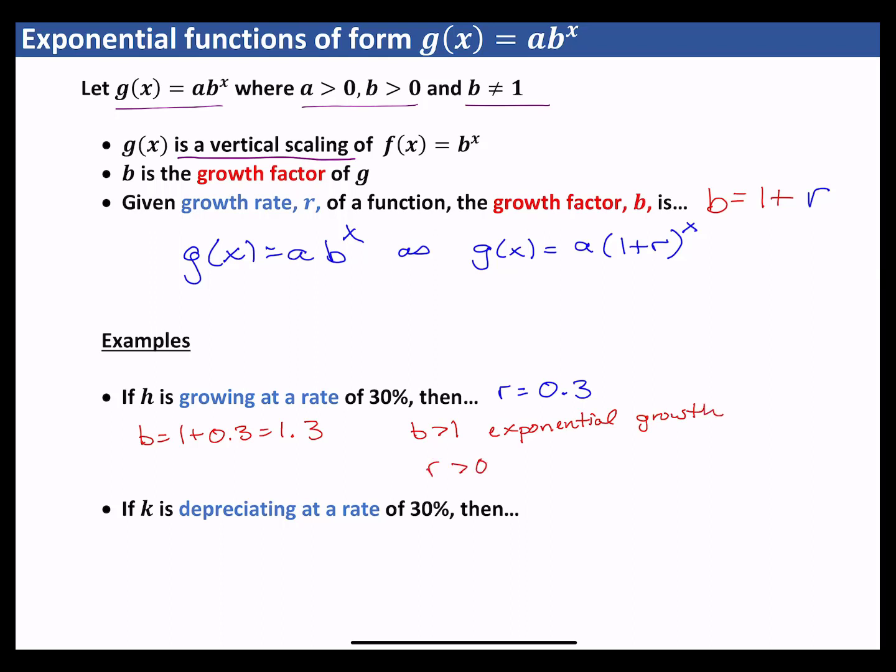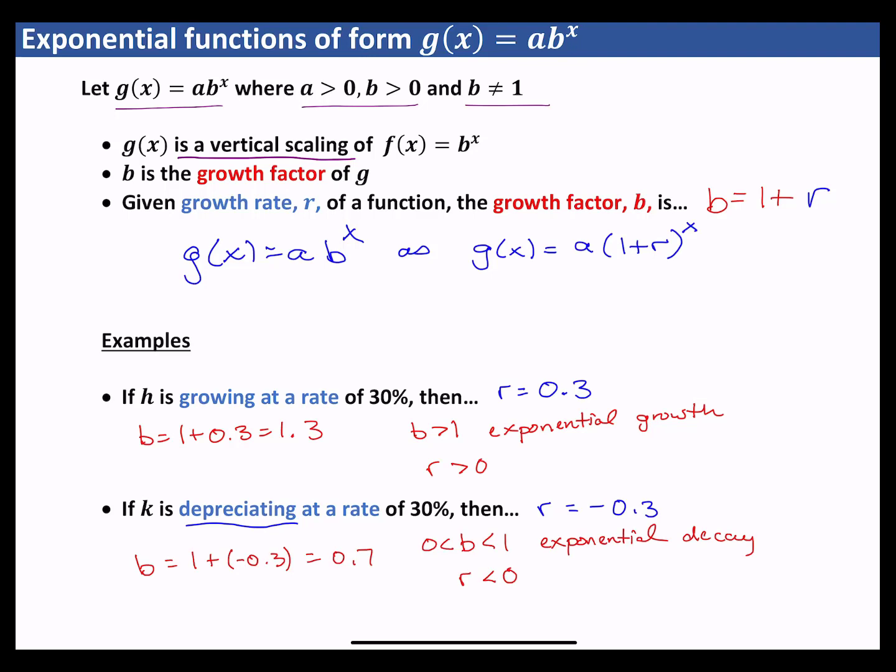Now, if function k is depreciating at a rate of 30%, then the growth rate, written as a decimal, is negative 0.3. The negative indicates that k is depreciating. Then the growth factor is b equals 1 plus negative 0.3, which equals 0.7. In the case where the growth factor b is between 0 and 1, we say the function g is exhibiting exponential decay. b was between 0 and 1 because the growth rate was negative.